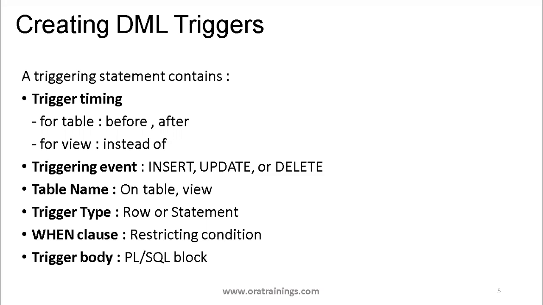The other one is the trigger type, whether you want to fire the trigger at the row level or the statement level. Row level means, let us say, you are performing an update statement.